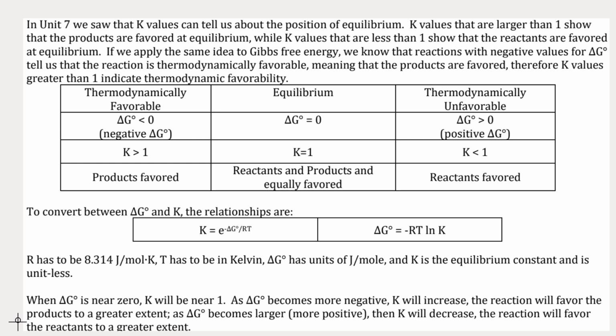So in Unit 7, we saw that K values tell us about the position of equilibrium. If it's a K value that is larger than 1, products are favored at equilibrium. So this should be a refresher for you. If a K value is less than 1, that means that reactants are favored. We can apply the same idea to Gibbs free energy.